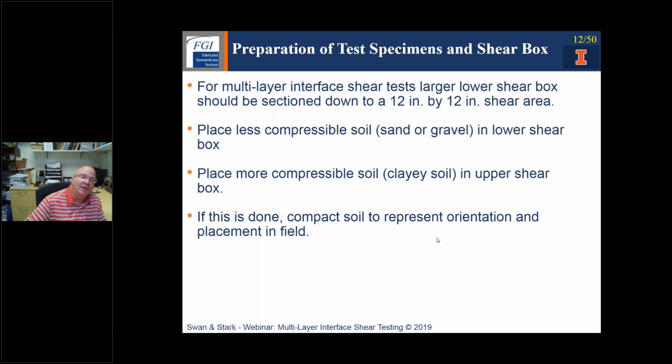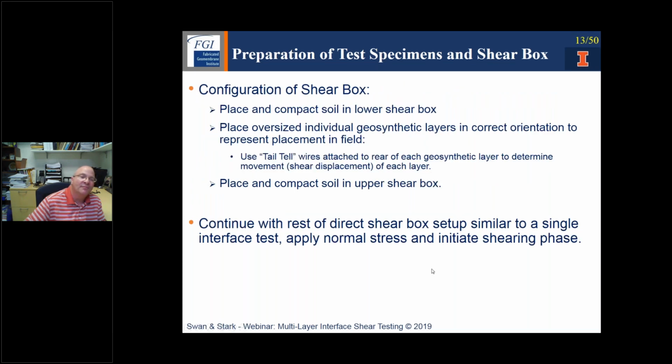And then, as I mentioned, if we do that, then we want to make sure we're compacting properly. So then, with configuration of shear box, place the compacted soil in the lower box, place the oversized geosynthetics above. If you want and are familiar with using what I call a telltale, telltales would be individual wires that you could attach, or you could even use strings attached to different geosynthetics, but preferably inextensible wire. And you could then attach that to a dial gauge or an LVDT, and you could actually monitor the individual movements of each of the geosynthetics as they're shearing to help you identify where the weaker plane is.